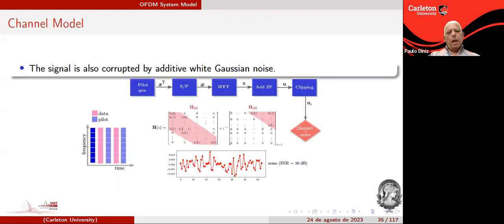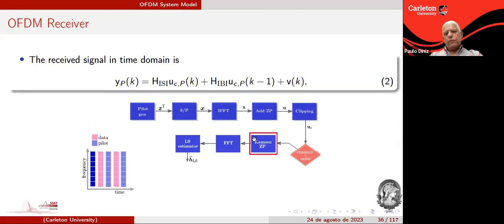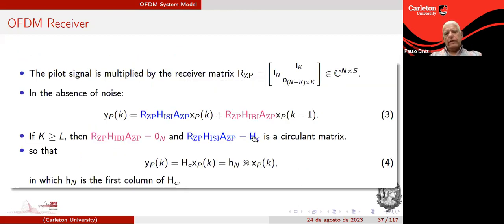And then after that, if I still have noise in the environment, I have to add some noise to my signal. And then when I receive my signal, I have something like that. Actually, these are all real signals, they're not only drawings. And then if I remove my signal prefix and apply my DFT, FFT actually, I end up with a model that looks like this.